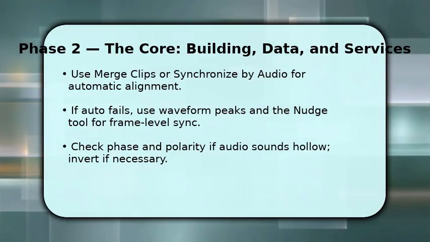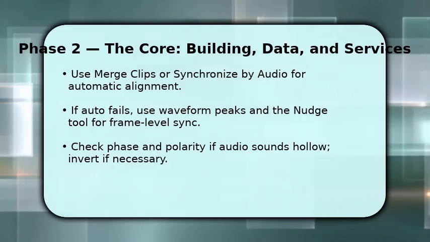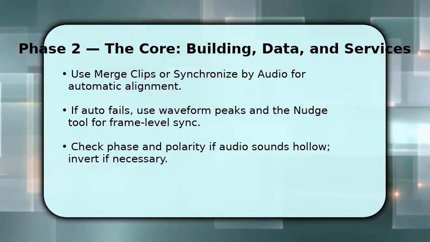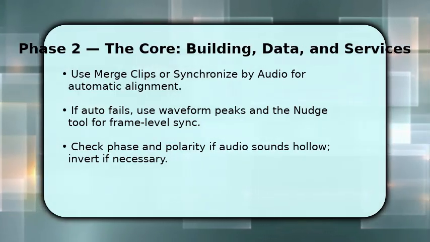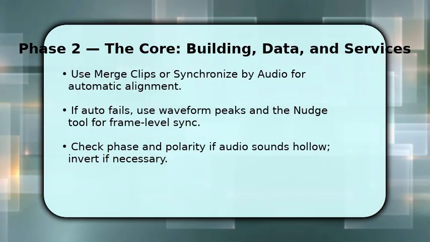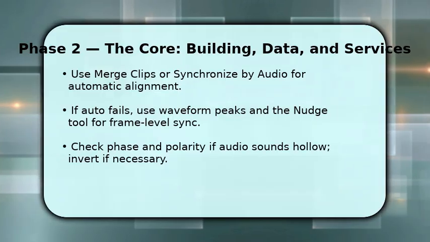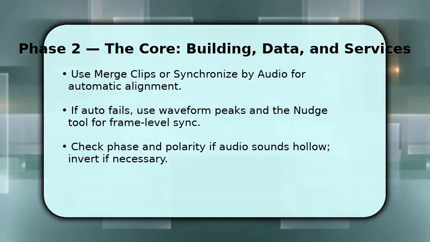If synchronization isn't perfect, zoom the timeline and match waveform peaks manually. Use the nudge tool to shift by frames. Make sure to disable snapping for micro adjustments, then re-enable it. Also, listen for phase issues. If the combined sound is thin, flip polarity on one track. Once aligned visually and orally, lock the synced clips to avoid accidental shifts.